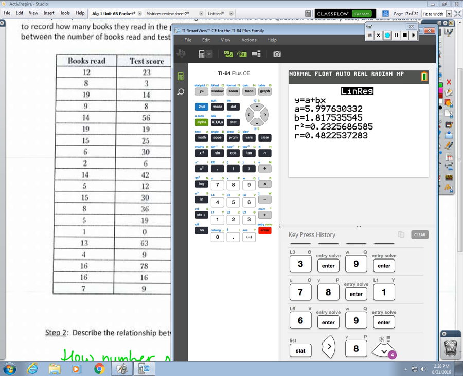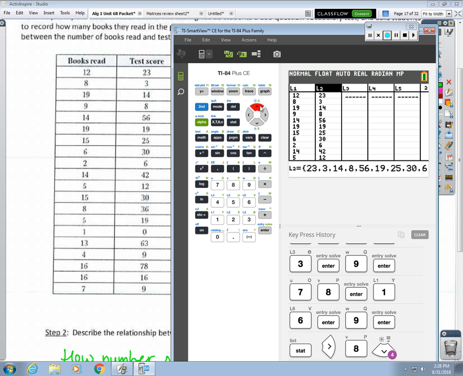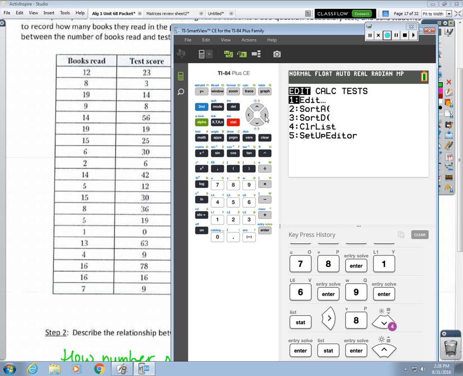Now, if yours popped up and it only had y equals a plus bx and a and b, and it didn't have these r's, it's because you didn't go to mode and turn the Stat Diagnostics on. So is anybody missing the r's? Okay, did you go back to your data and make sure that you entered it all correctly? Bring it up here and I'll check it. No, 8. Go to calc and then 8 and then calculate it. Go to stats.